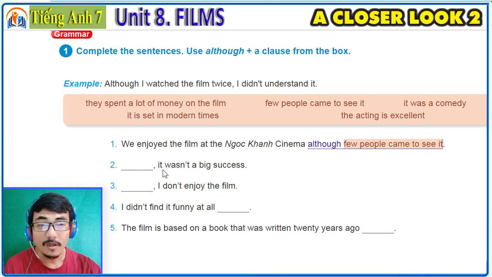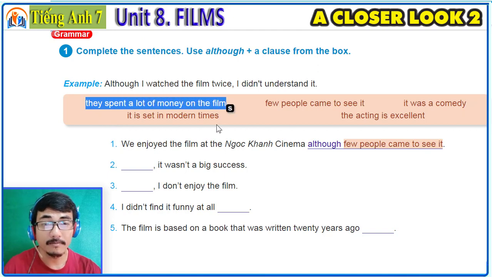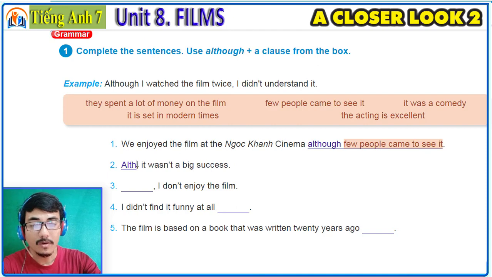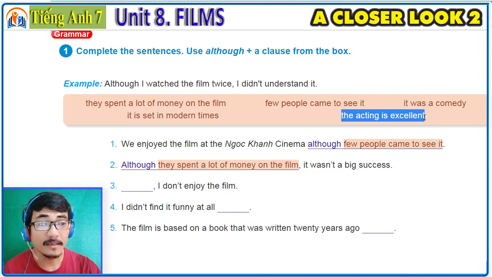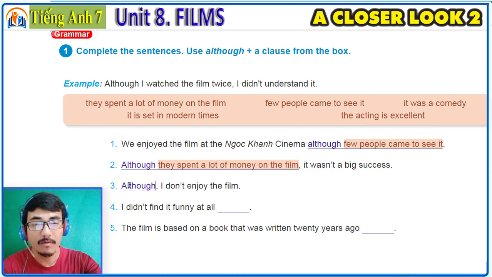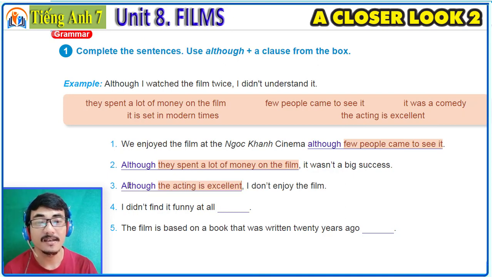2. It wasn't a big success. It wasn't successful. Although they spent a lot of money on the film, it wasn't a big success. Yes. 3. They don't enjoy the film. The acting, right? I don't enjoy the film, although the acting is excellent. I don't like it. Okay.